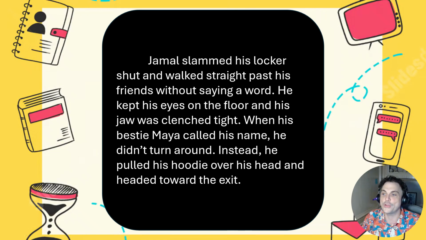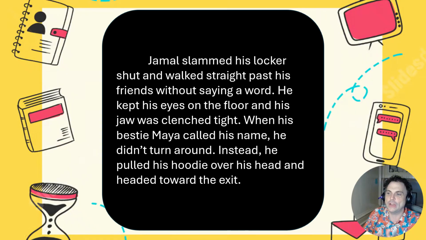Okay, let's read this together and see what we can figure out without the author telling us everything directly. Here we go. Read with me. Jamal slammed his locker shut and walked straight past his friends without saying a word. He kept his eyes on the floor and his jaw was clenched tight. When his bestie Maya called his name, he didn't turn around. Instead, he pulled his hoodie over his head and headed toward the exit.